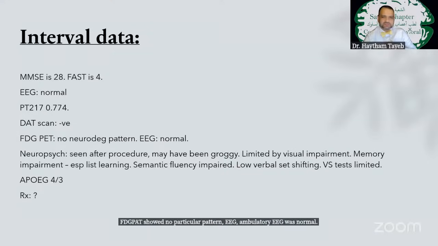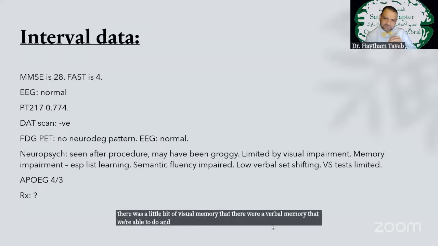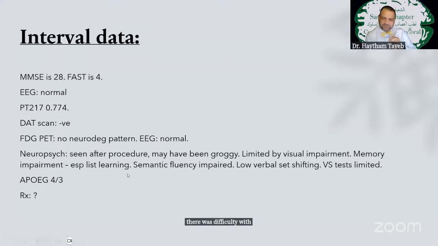Her neuropsych was difficult because she had that visual impairment. We were able to do a little bit of visual memory and verbal memory, and there was difficulty with list learning, denoting some episodic memory deficit, a verbal learning memory deficit. And she's 3/4 with her ApoE. So what would you do?